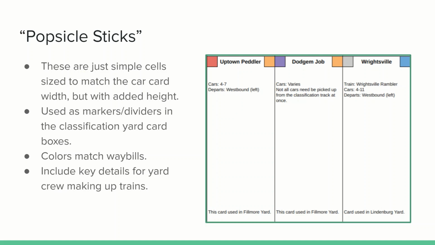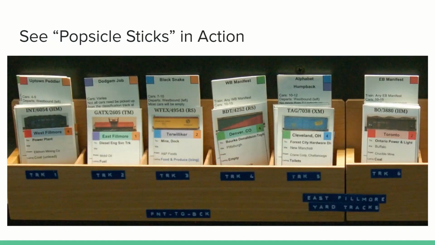And I do include on here some of the key details for the yard crew. This isn't all of the train information, but just that key information for the yard crew around how many cars to expect and direction which it departs, and occasionally there may be some other special rules relevant to the Yardmaster. These, by the way, there's no special logic here. These are just cells in a spreadsheet essentially, but they're all sized so that they exactly print in the correct size to match with the other waybills and car cards and the bill boxes that I'm using, and to obviously reuse the same colors.